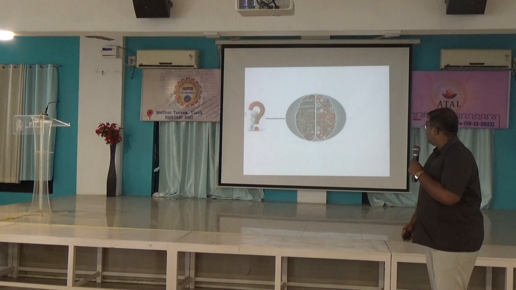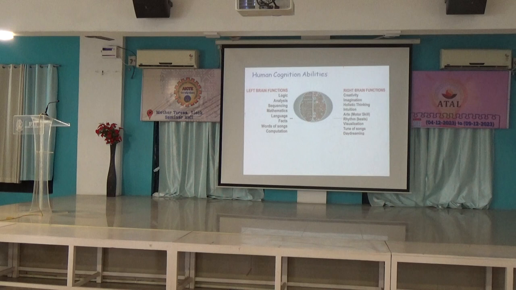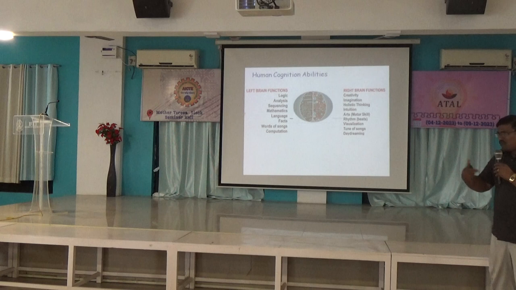See, it's all the functionality generally with respect to the left brain and right brain. Say for example, any kind of mathematics, logic, words or forms, computations, everything is the left brain. Whenever I say creativity, imagination, everything is from the right brain. You understand? This is biological science. I just want to motivate you towards the field of AI and showing all these things.